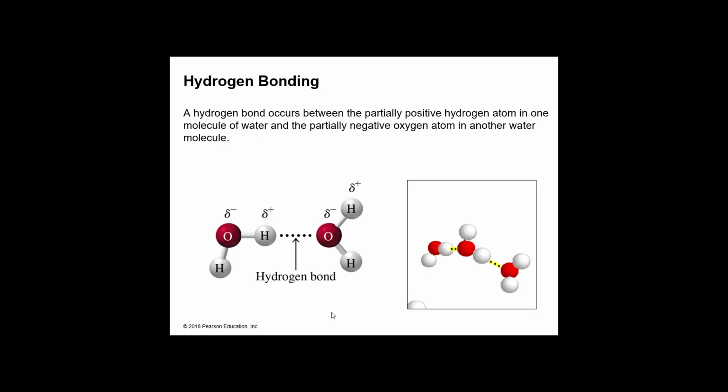Okay, so now we're going to get to hydrogen bonding, and this occurs between the partial positive hydrogen atom in one molecule of water and the partial negative oxygen in another water molecule.